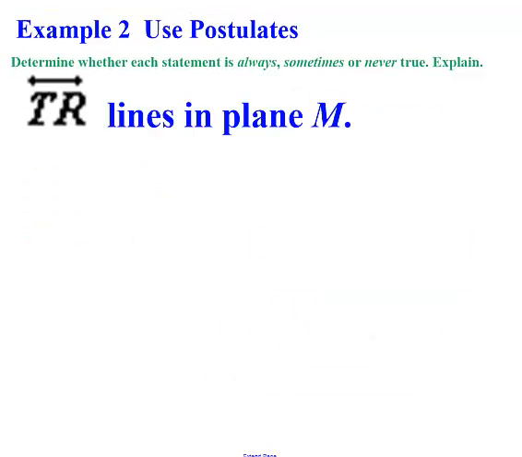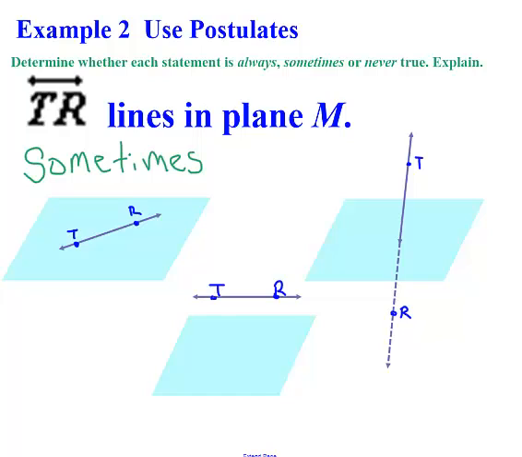Line TR lies in plane M. Okay, so this one, there's a couple different ways we could look at this problem. The answer would be sometimes, because yes, sometimes the line TR could be in plane M, but it could not be. So our first picture, we have line TR in plane M. Then if you look to the right, we have line TR going through plane M. Or our bottom picture, we could have line TR being parallel to plane M. So the answer here would be sometimes.